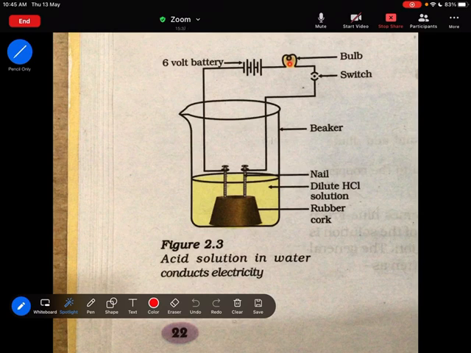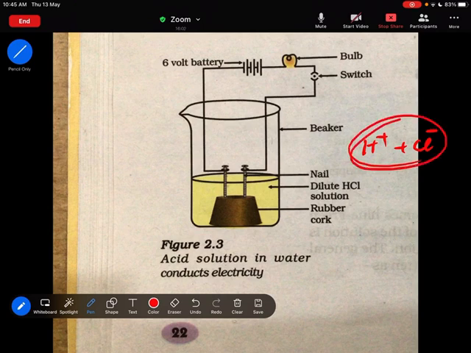When you switch on, after putting this dilute HCl, you will see that the bulb will glow because dilute HCl solution has so many H plus ions and Cl minus ions. So, due to the movement of these H plus and Cl minus ions, H plus ions carry current, Cl minus ions also carry current.